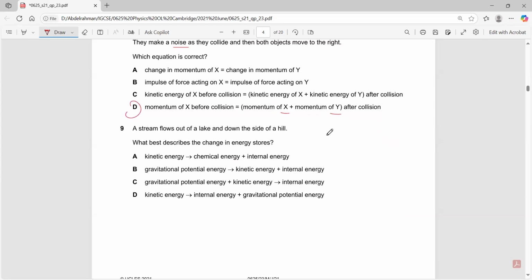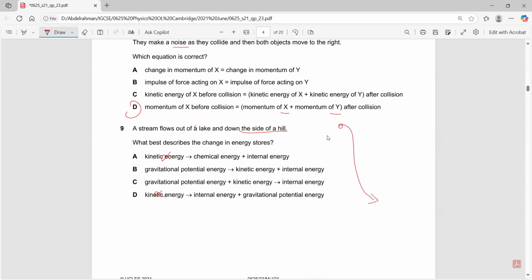Stream flows out of a lake and down the side of a hill. Which best describes the change in energy stores? Kinetic energy. Does it start off with kinetic energy? No, it does not. It starts with gravitational potential energy because it's moving downwards, right?